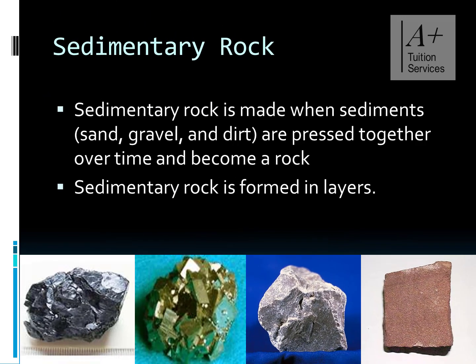Now we move on to sedimentary rock. Sedimentary rock is made when sediments such as sand and gravel and dirt are pressed together over time and become a rock. Sedimentary rock is formed in layers. So the igneous rocks can press together and form a sedimentary rock, and you'll see how when we do the rock cycle.